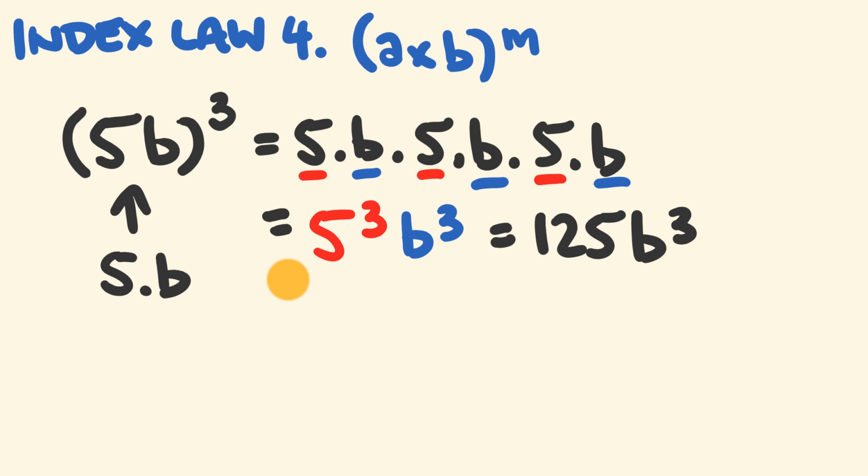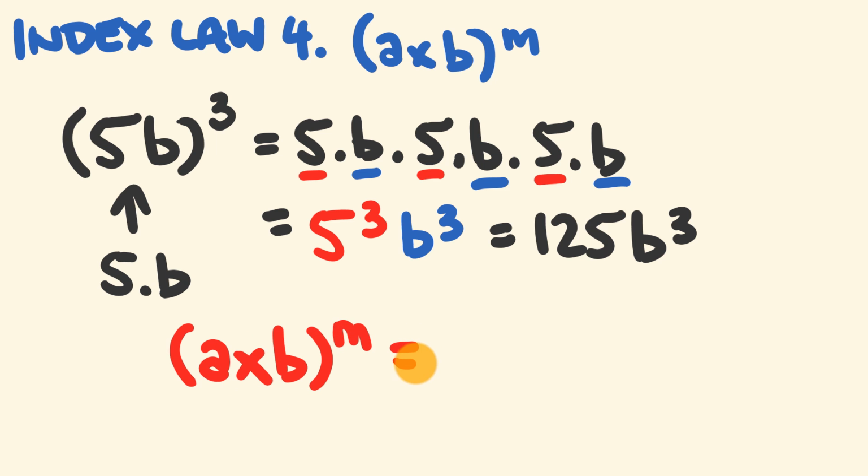But this part here shows us index law 4, which is this one here. If we were to have this bit here, a multiplied by b, to the power of m, this is equal to, well, no surprise here, a to the m multiplied by b to the m. So what we had in our example was 5b to the power of 3, and we ended up with 5 to the 3 and b to the 3. So we just raised each individual component to that power there. Pretty simple. So what about we go through a couple more examples on this one.